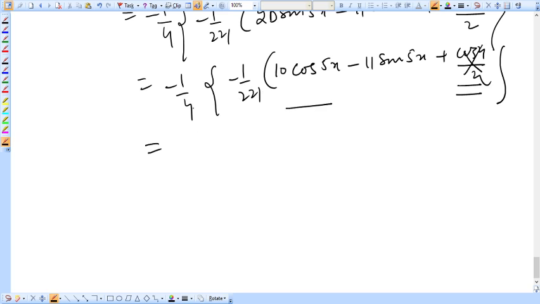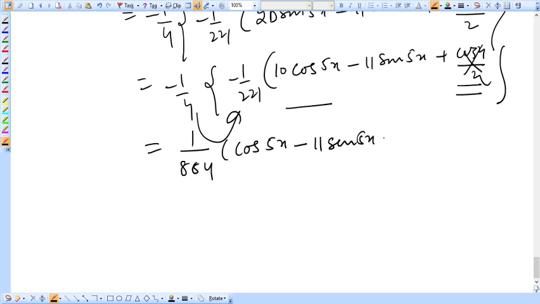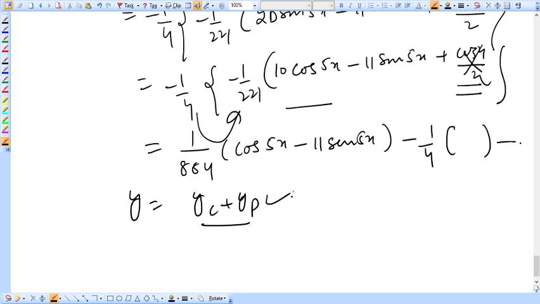You just multiply it by this minus 1 by 4 inside. So in this way you will be getting 1 over 884 into cos 5x minus 11 sine 5x. Okay, plus minus 1 over 4 into something here. Then you find the general complete solution by adding yc and yp. In this you will be able to get your result, which is the required solution of the given differential equation.